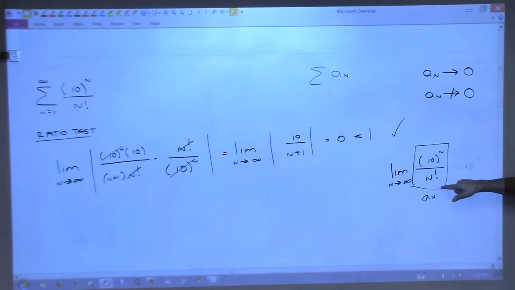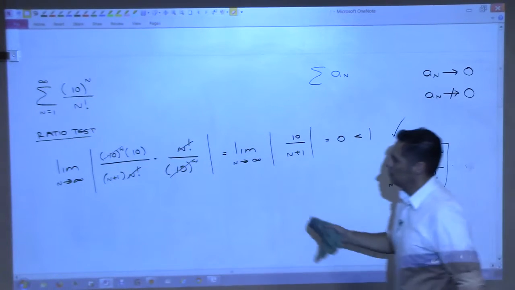Which means that we were saying which one grows faster. The factorial eventually overpowers this one. This is exponential, 10 to the n, that's exponential, and factorial is overpowering it. Does that seem reasonable to you that the n factorial would overpower it?